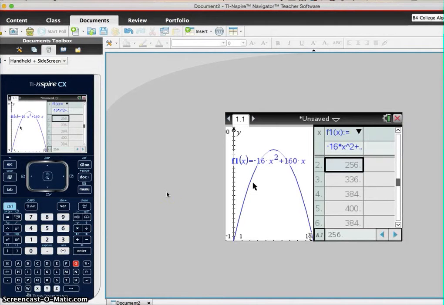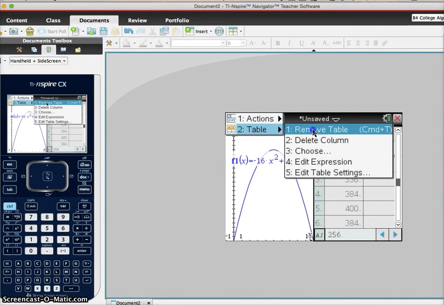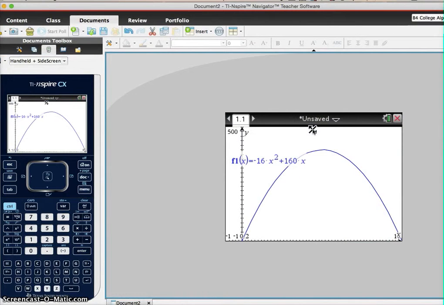you know what? Before we do that, let's get rid of this chart. Okay, so go ahead and hit Menu and go to Table. So Menu 2 and then remove Table. All right, now hit Control G. And notice it pops up an F2 here.